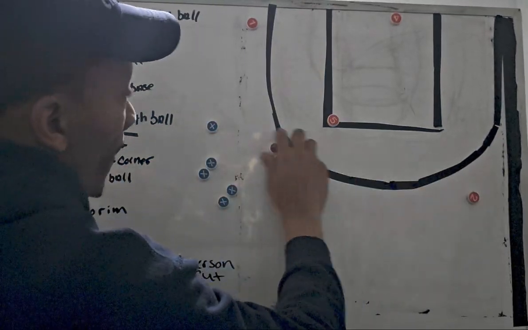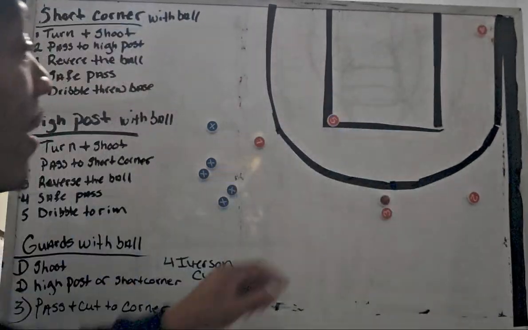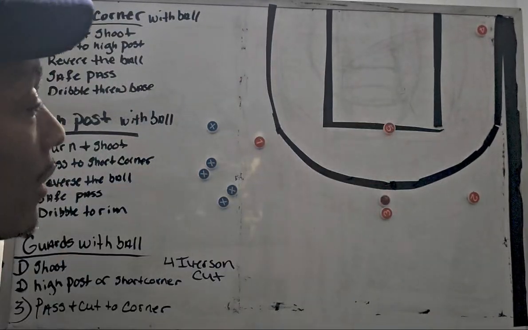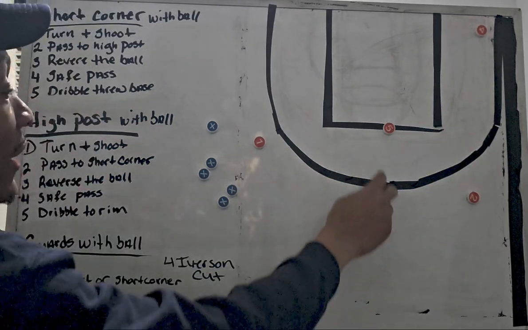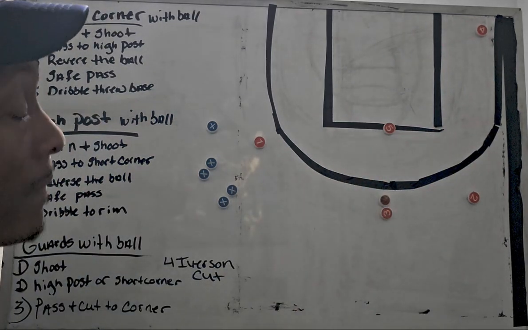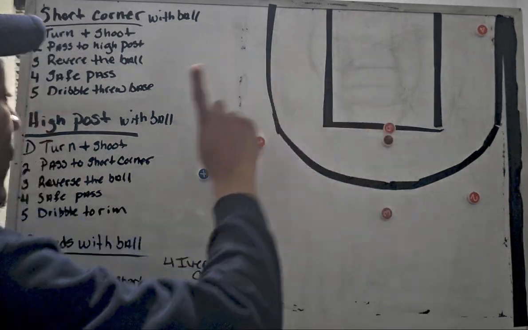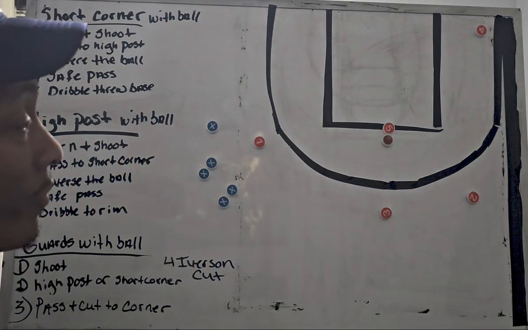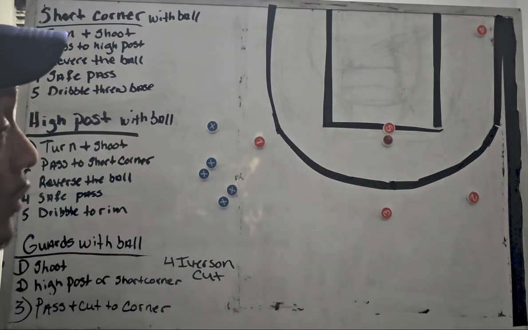When the ball is at the top of the key, the high post is in the middle. We can ball fake left or ball fake right to try to get the ball into the high post. If we get the ball into the high post from the middle, his first option is to turn and shoot. Regardless of where he gets the ball, that is always the first option.